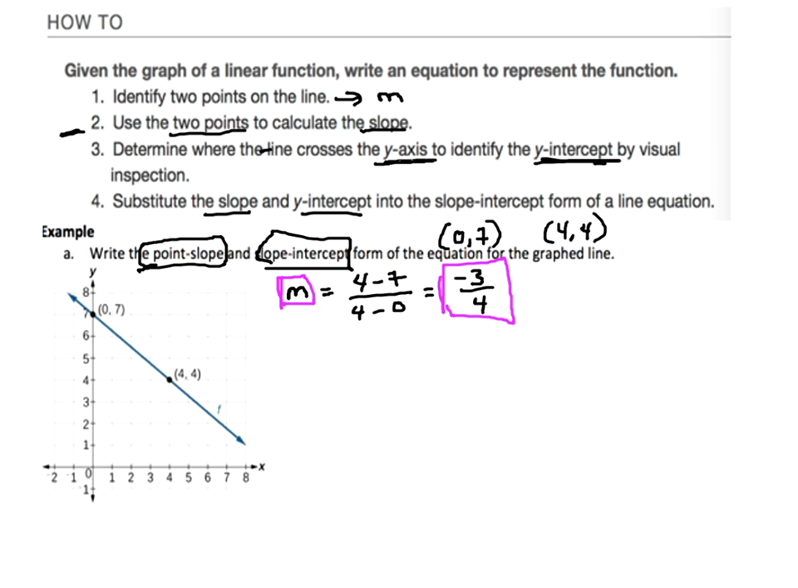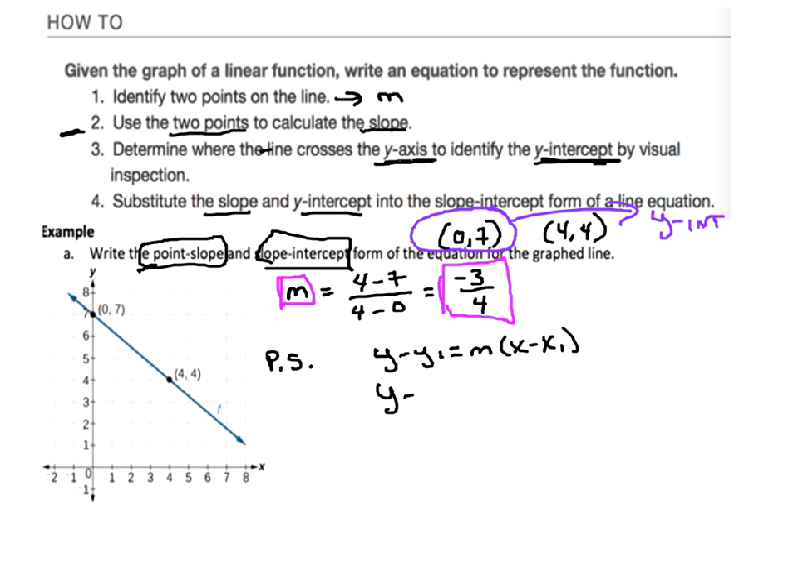My slope is negative 3/4. And I can choose either point I want to work with. I'm going to choose 0, 7. 0, 7 is the y-intercept in this case because you always have a y-intercept when you've plugged in 0 for x. But I like using 0 because it gets rid of a lot of things. So let's go ahead and look at the point slope version of this equation. Point slope is y minus y1 equals m times x minus x1.